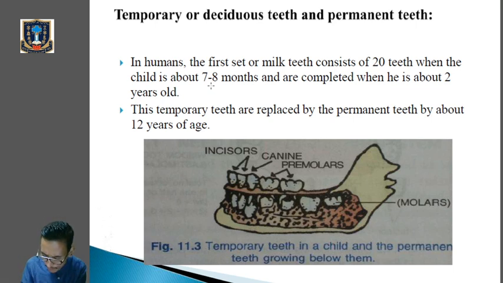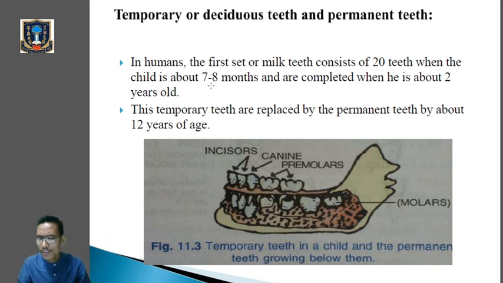Okay, now the mammalian teeth appear in two sets during a lifetime. If you have ever heard, then you have heard about the milk teeth and the permanent teeth, also called temporary or deciduous teeth, and the permanent teeth. So in the case of mammals, the teeth appear in two sets during life.